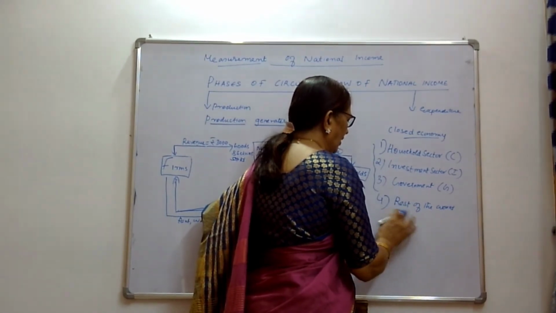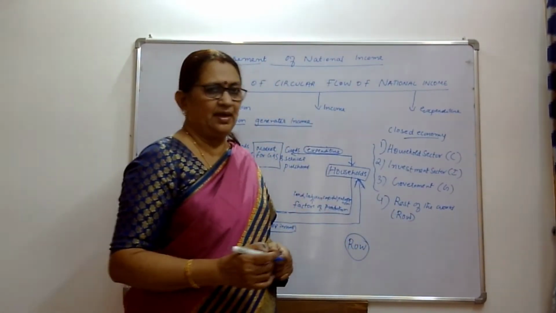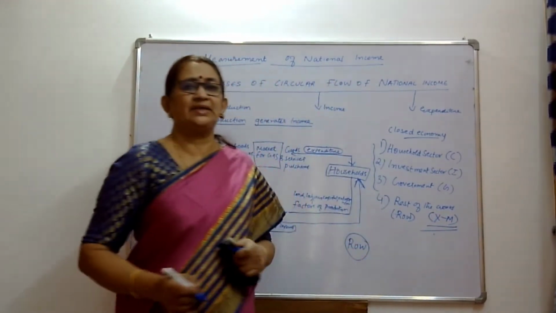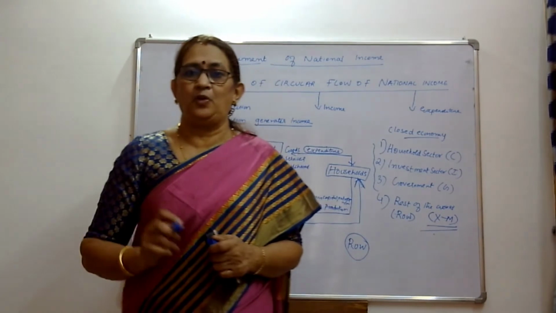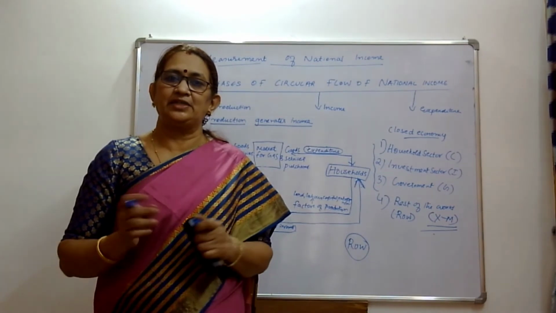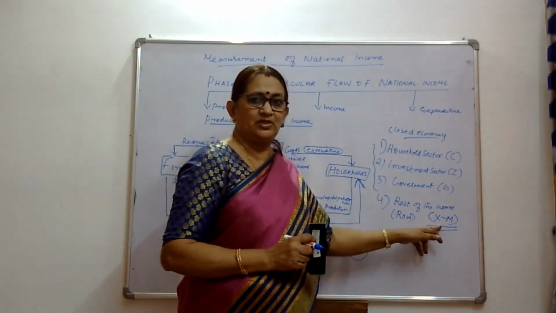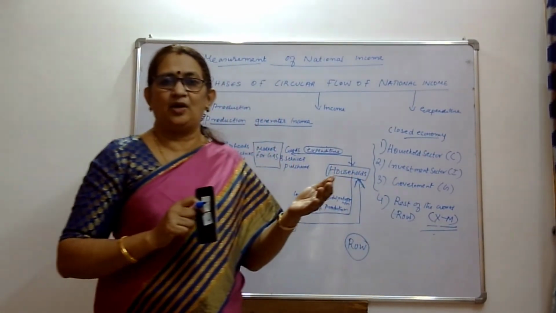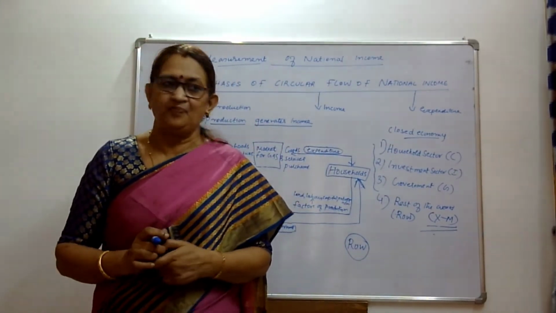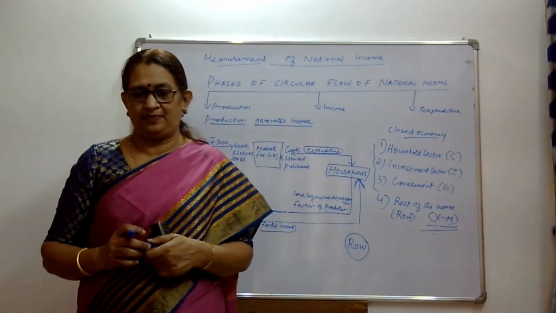Rest of the world sector, or simply we say rest of the world, ROW, otherwise X minus M. What is X minus M? X is export, M is import. So, X minus M, otherwise called net export. That is, a country's economy is connected with other countries through export and import. It can be good, it can be service. So C plus I plus G plus X minus M is an open economy.